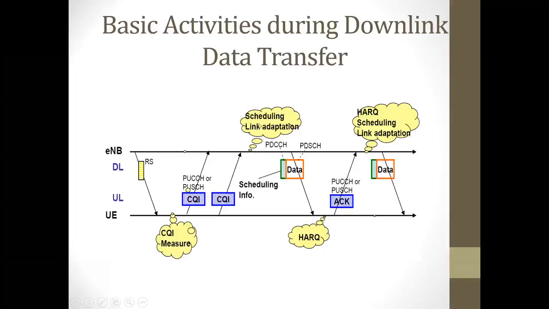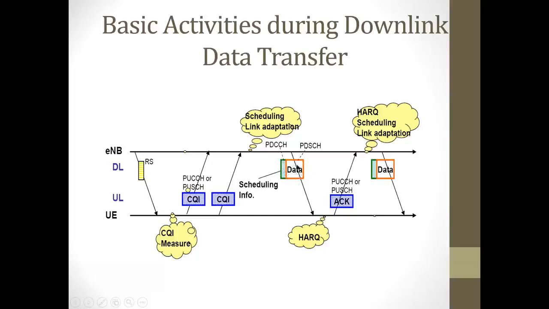Then the eNode B decides the scheduling and the MCS. Then on the PDCCH, it allocates accordingly. Different UEs will be allocated a different number of resource blocks and MCS depending on the decision. And then the UE receives the PDCCH in the first part of the subframe.